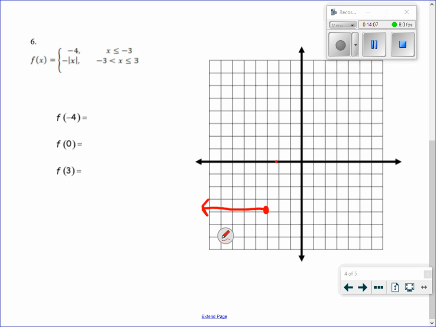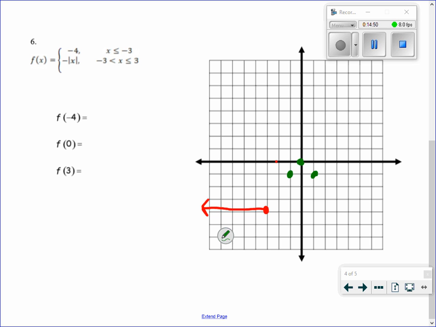So next up we have the negative absolute value of x, from when x is greater than negative 3 and less than or equal to 3. So once again, if I'm graphing the absolute value of x, what does that graph just look like? The V. But if it's negative, it's going to look like an upside down V. If you know that, you could graph that, or you can plug in your points, right? If I plugged in 0, my output is 0. If I plugged in negative 1, my output is negative 1. If I plugged in 1, my output is negative 1.